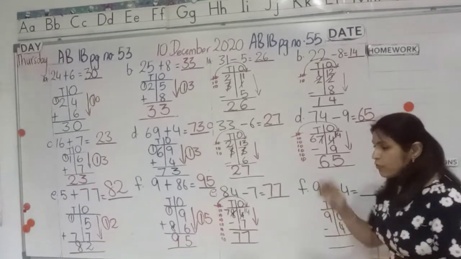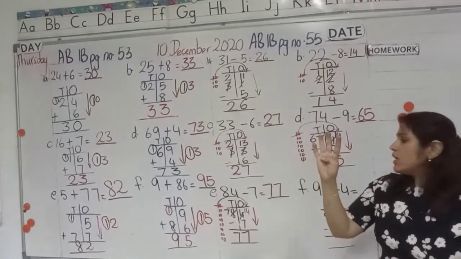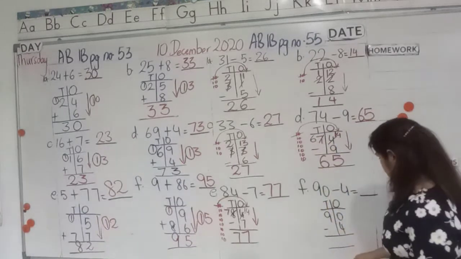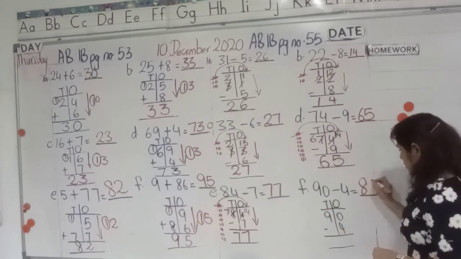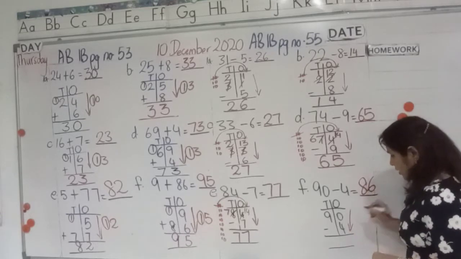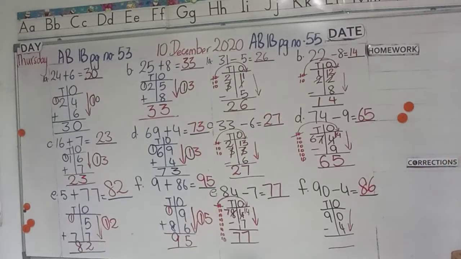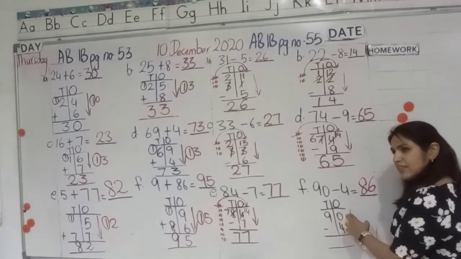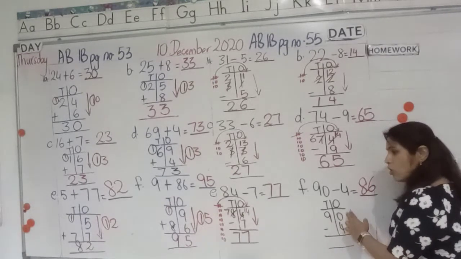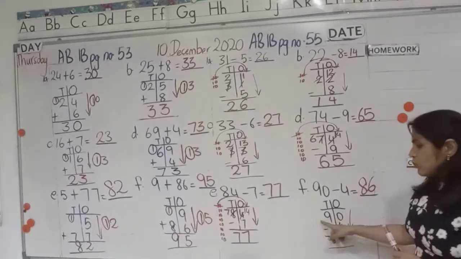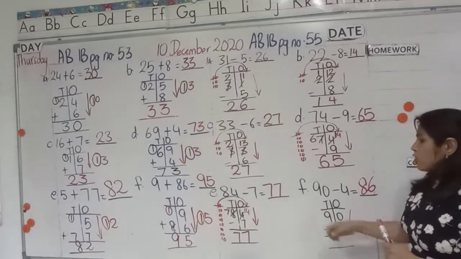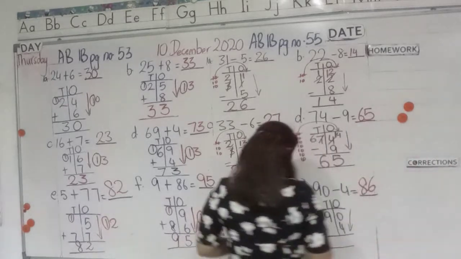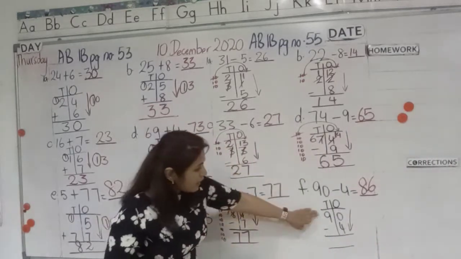90 in your brain, 4 on your fingers, backward count. 89, 88, 87, 86. So answer here is 86. Let's double check on tens and ones table. Alright, here you will see something new. There is nothing, there is 0 on top. So what you're going to do, you're going to borrow. You're going to borrow from whom? From tens place. How many tens are there?